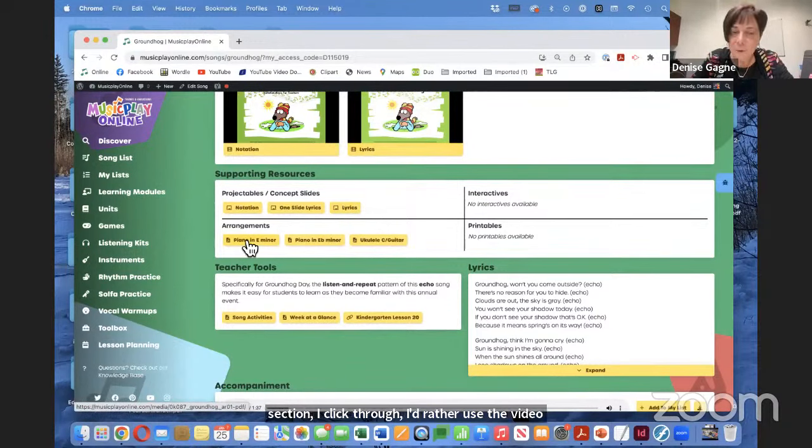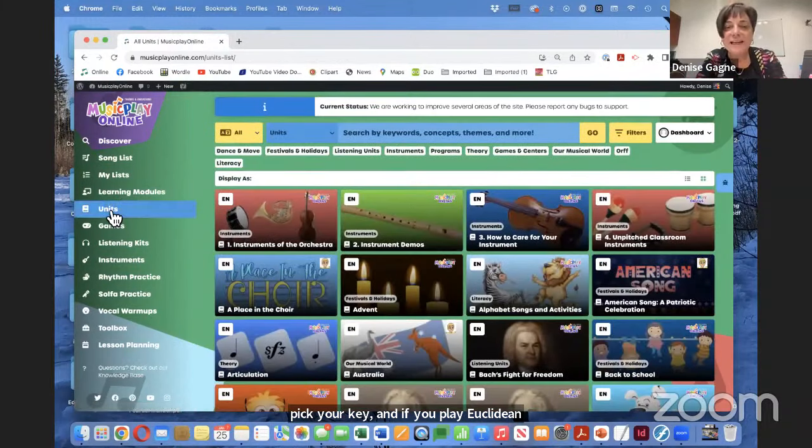There's also piano arrangements, and we've done one in E minor, one in E flat. I'm not sure why we did two, but they're there for you to pick your key. And if you play ukulele or guitar, there it is. So that is Groundhog Day. And that's all we have for now. If we ask Mr. John Jacobson to write us a groundhog song, I bet you he'll come up with something fun.